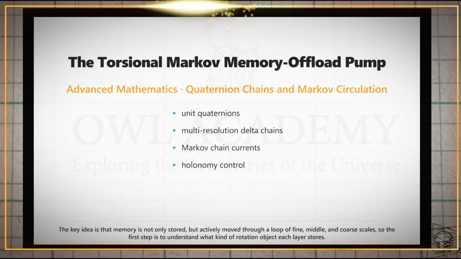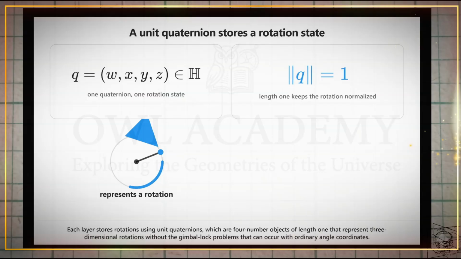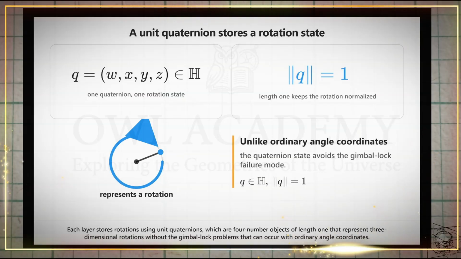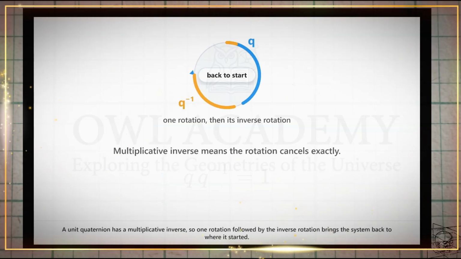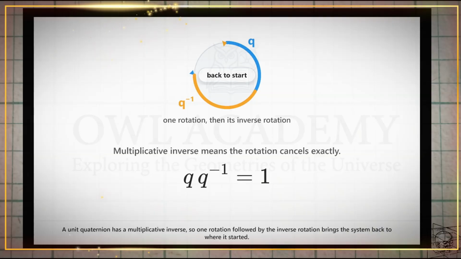The key idea is that memory is not only stored, but actively moved through a loop of fine, middle, and coarse scales. So the first step is to understand what kind of rotation object each layer stores. Each layer stores rotations using unit quaternions, which are four-number objects of length 1 that represent three-dimensional rotations without the gimbal lock problems that can occur with ordinary angle coordinates. A unit quaternion has a multiplicative inverse, so one rotation followed by the inverse rotation brings the system back to where it started.